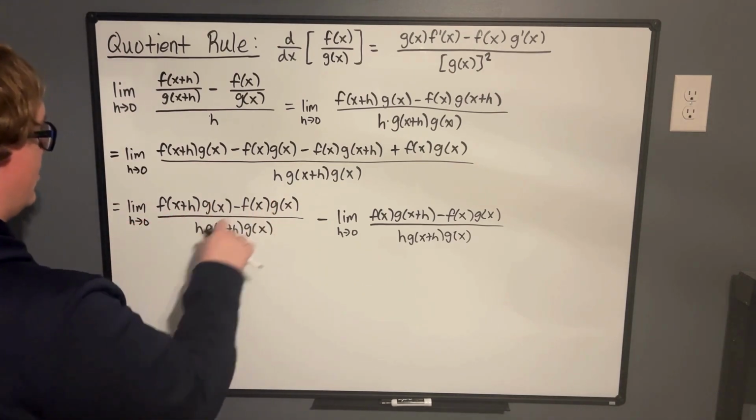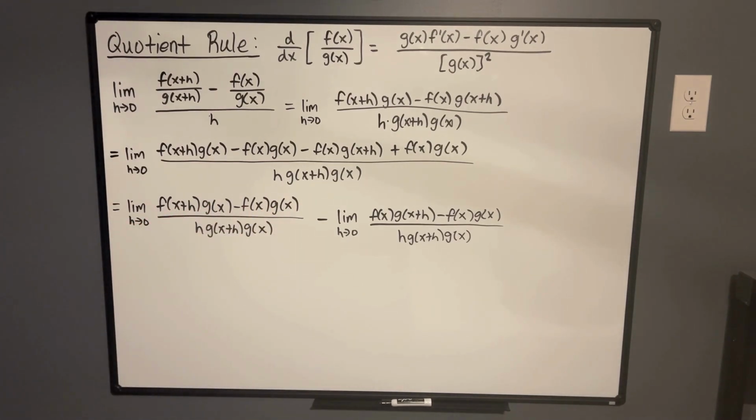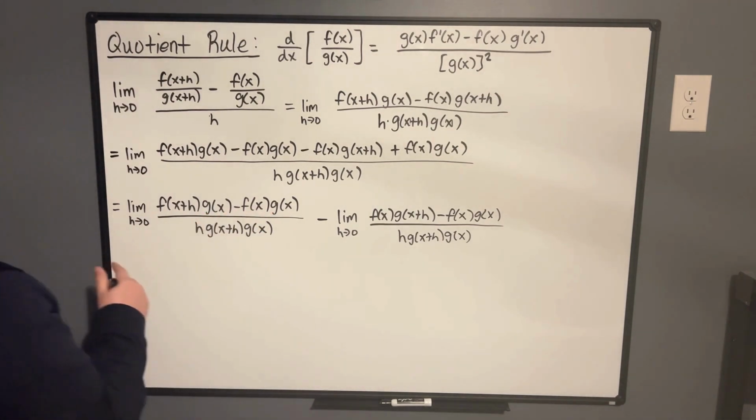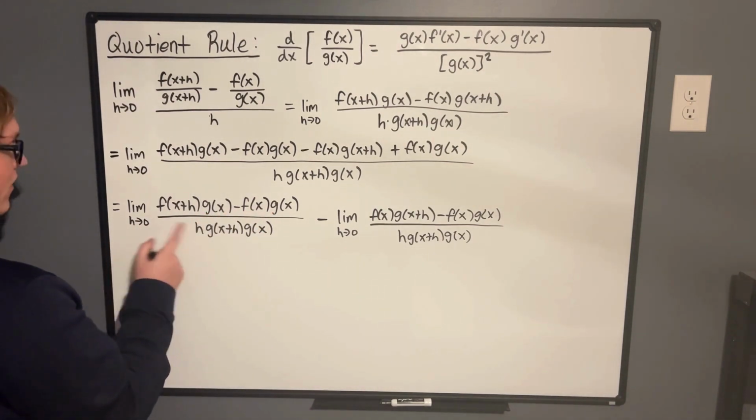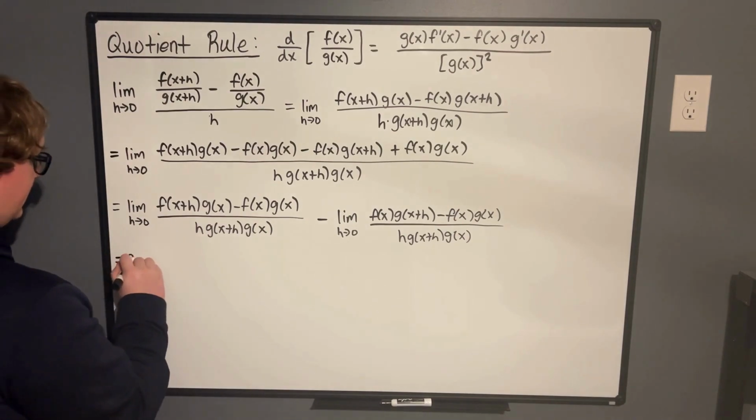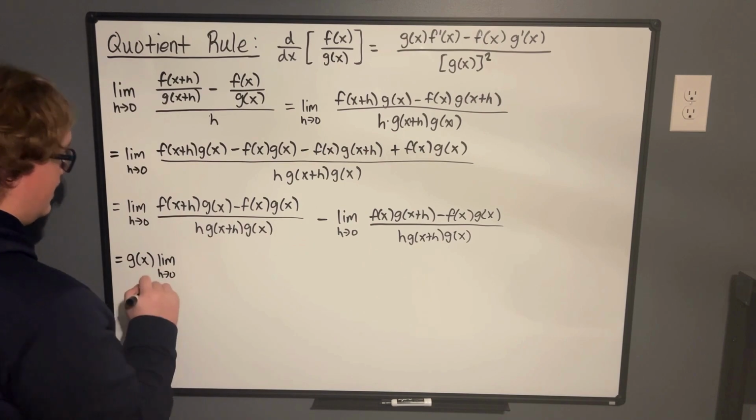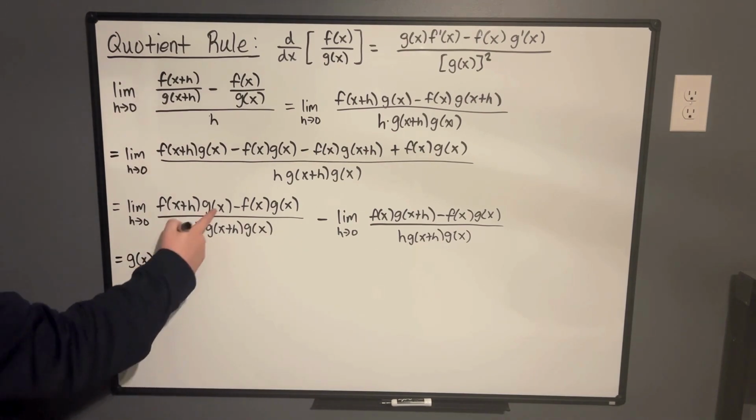But these g of x terms can be factored out because they don't depend on h at all. There's no h in the argument of the function. So what I can do is I can actually factor out a g of x. So this is the same thing as g of x times the limit as h goes to 0. Now I'm going to also do one more thing. So I factored a g of x out.